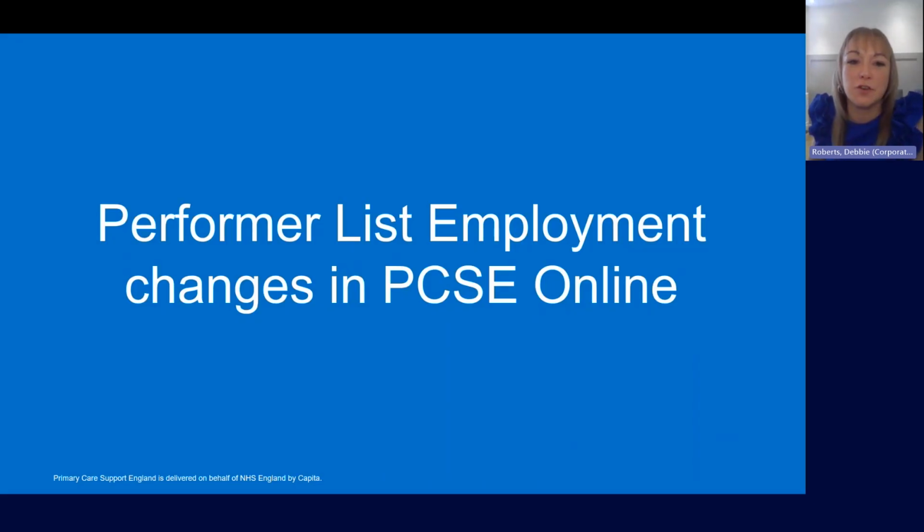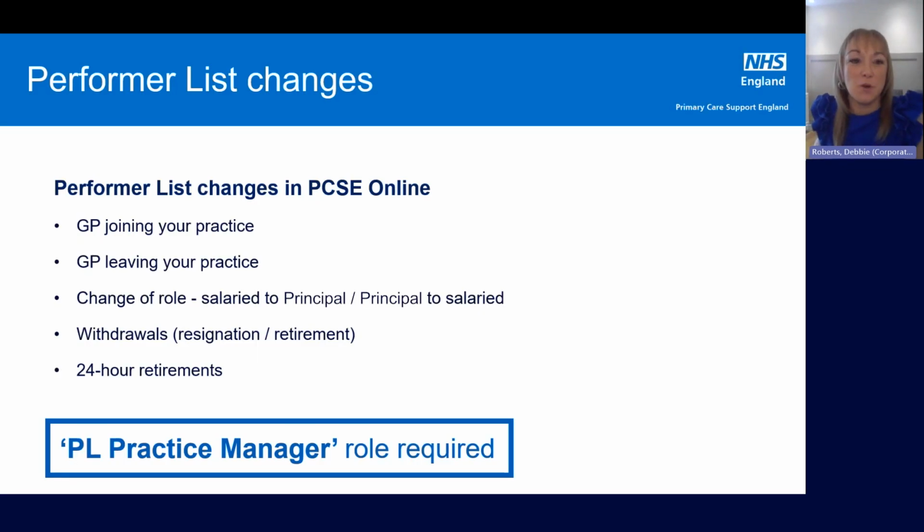So I'm now going to discuss performer list employment changes in PCSE Online. We want to show you first what kind of approvals you are going to be getting in PCSE Online. This is basically once a GP has submitted a request. The various requests that you will receive are if a GP is joining your practice, if you have a GP leaving your practice, or if you have a GP that's changing role within the practice. So if you've got a salaried GP that's going to be a principal GP because they're now a partner at the practice, or vice versa, they'll have to submit that through PCSE Online.